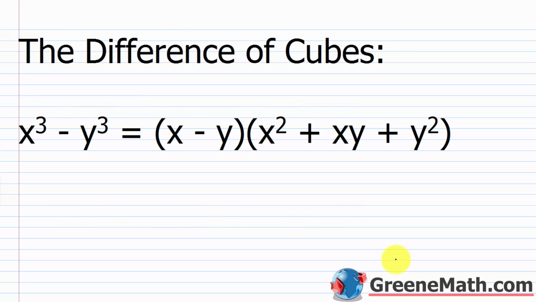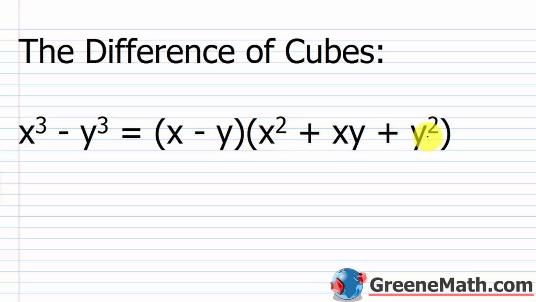All right, so we have one more formula to cover. We now have the difference of cubes. So we have something cubed, x cubed, minus y cubed, something else cubed. This turns into x minus y times this other quantity here, x squared plus xy plus y squared.